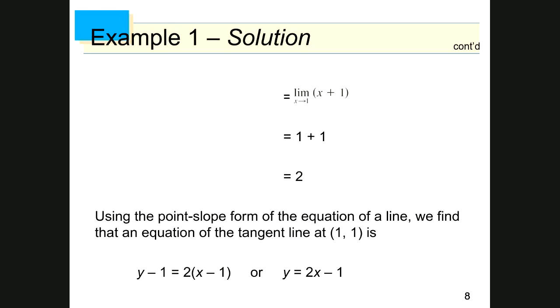Be careful, I didn't say find the slope, I said find the equation of the tangent line. So you need to use that formula y minus y1 equals m times x minus x1. All right, so always read your question carefully. How do you know if you need to do limits? I give you a function or a curve, and then I give you one point, and then I say find the equation of the tangent line. You need to use limits.